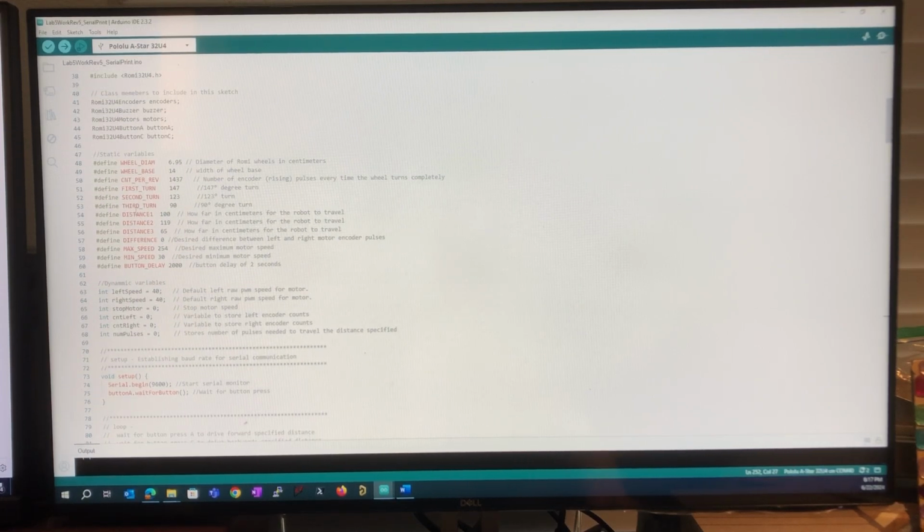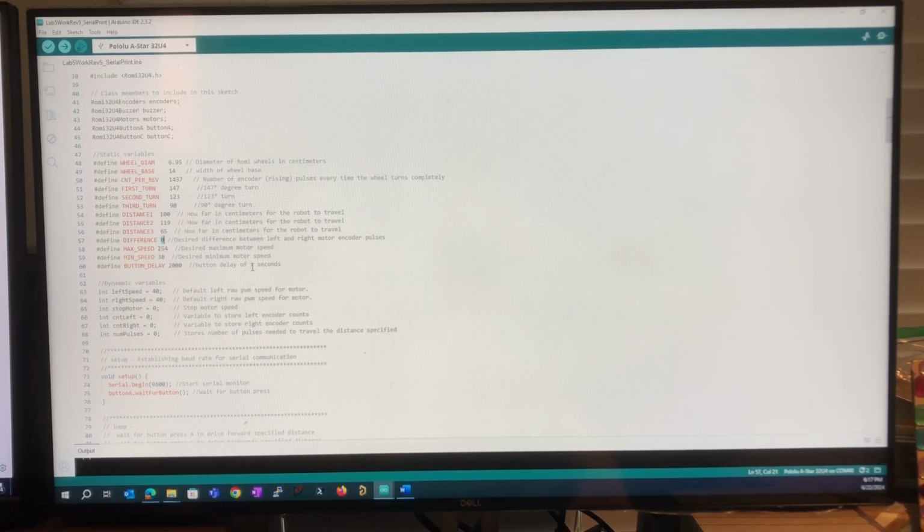Some of our static variables here: I define my wheel diameter to be closer to 6.95. For this lab, I included my wheelbase of 14 centimeters. Counts per revolution was provided for us in the example at 1437. My first turn, second turn, third turn are, of course, 147, 123, and 90 degrees respectively. My distance 1, distance 2, and distance 3 are 100, 119, and 65 centimeters respectively.